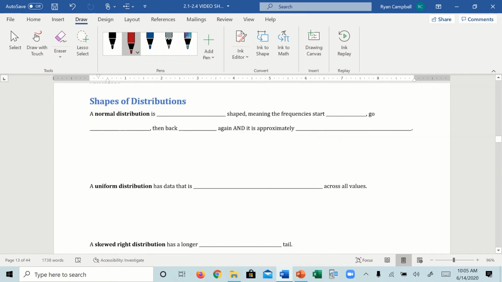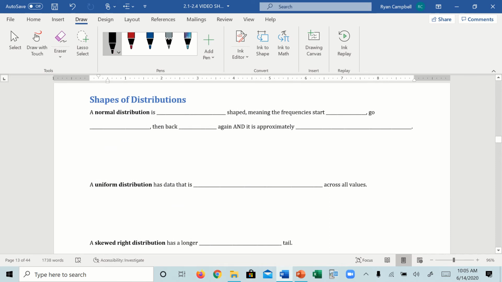All right. Now let's talk about shapes of distributions. There are 4 that we're going to talk about. The first one is a normal distribution. This is a bell-shaped curve. A bell shape looks like this, right? There are 2 parts to this definition. It starts low, goes high, and then goes back low again. So low, high, low is going to be one part of the definition.